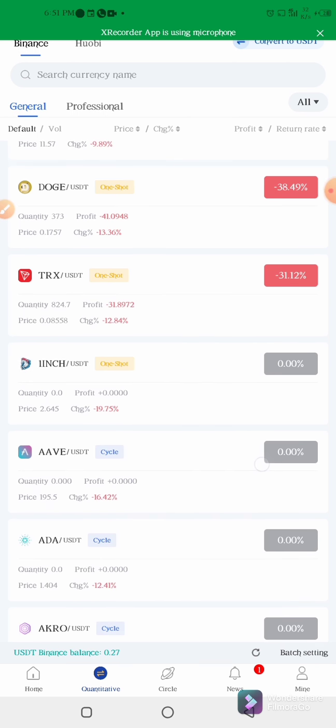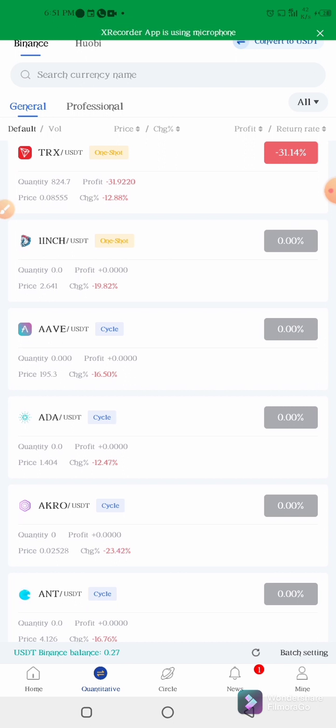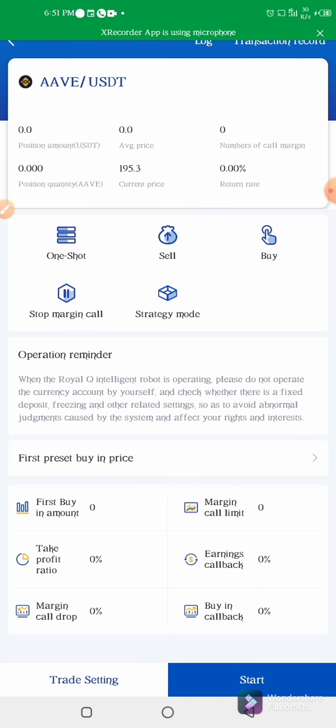Okay, so to set up any trade, let me intimate you. I'm taking A for example. Okay, look at these buttons. These are what you have to set. Let me do that in the next video, please. So I'll see you in the next video as we start with trade settings.